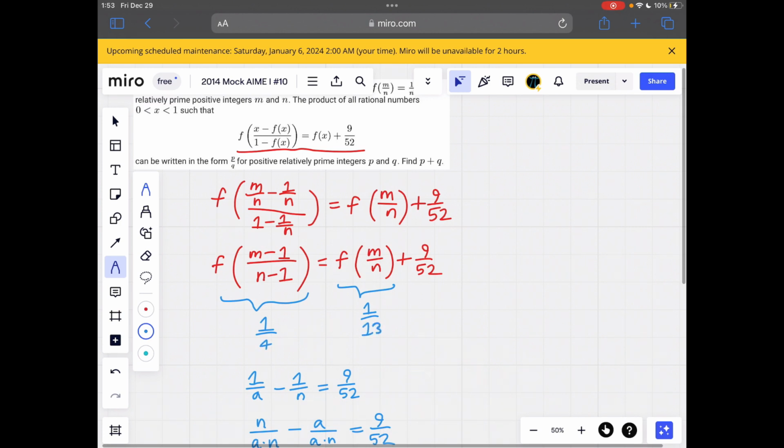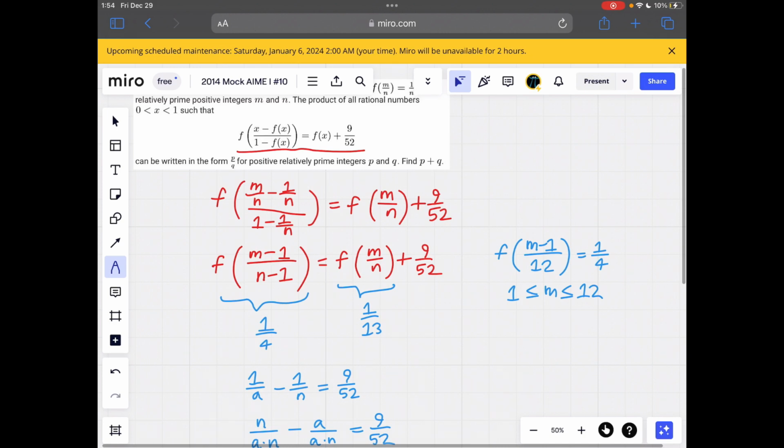So f of m over n is 1 over 13. That implies n is equal to 13, and m is anything between 1 and 12, because 0 is less than x is less than 1. So we have f of (m-1)/(13-1), which is 12. f of (m-1)/12 is equal to 1/4. So how can we get this, if 1 is less than or equal to m is less than or equal to 12?